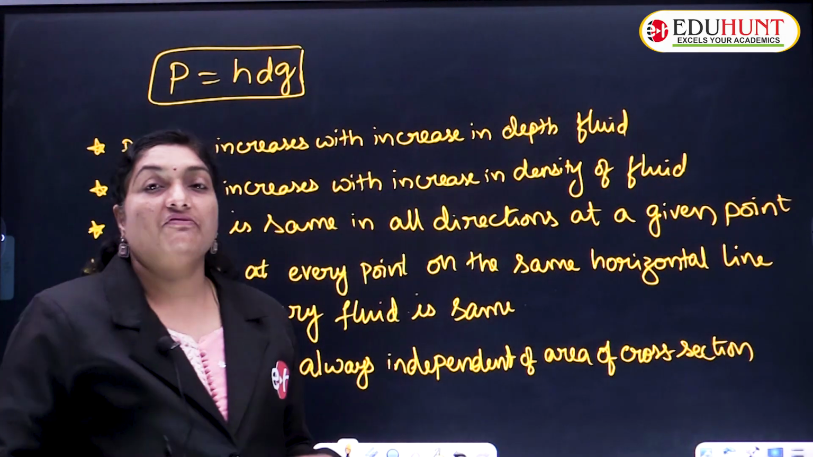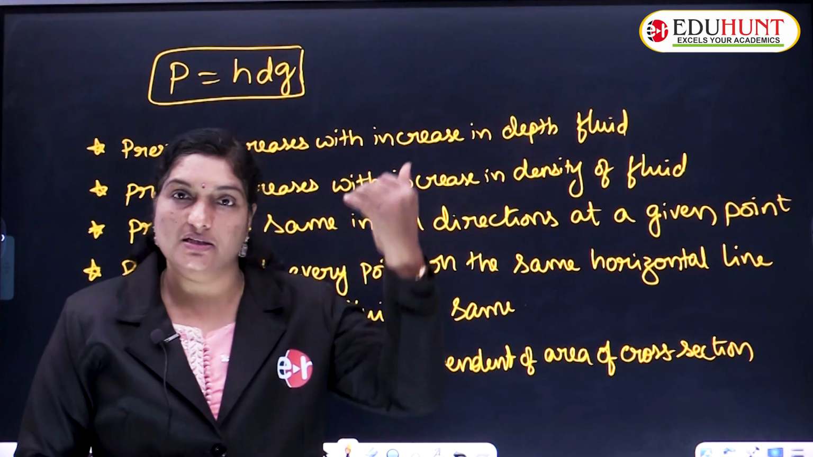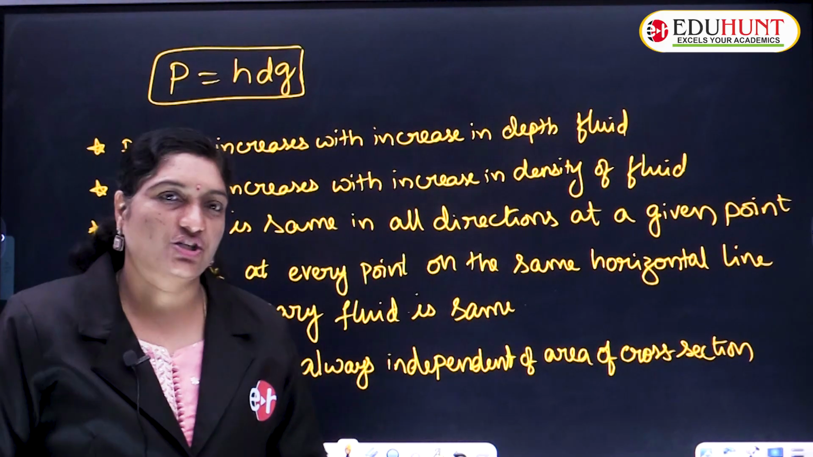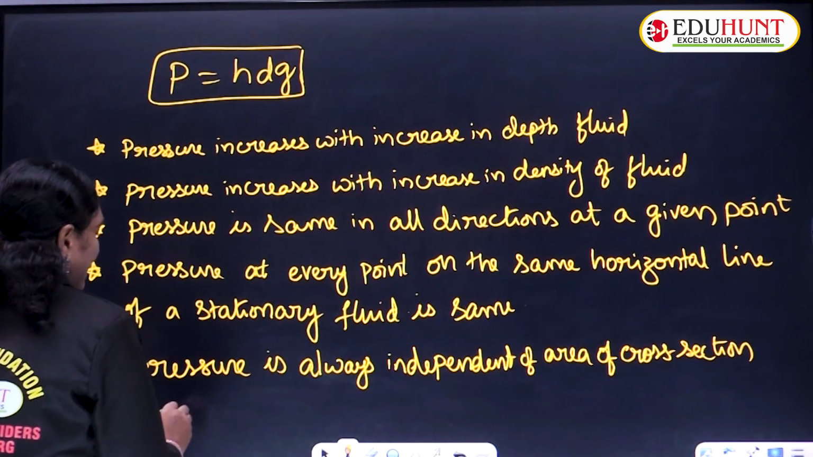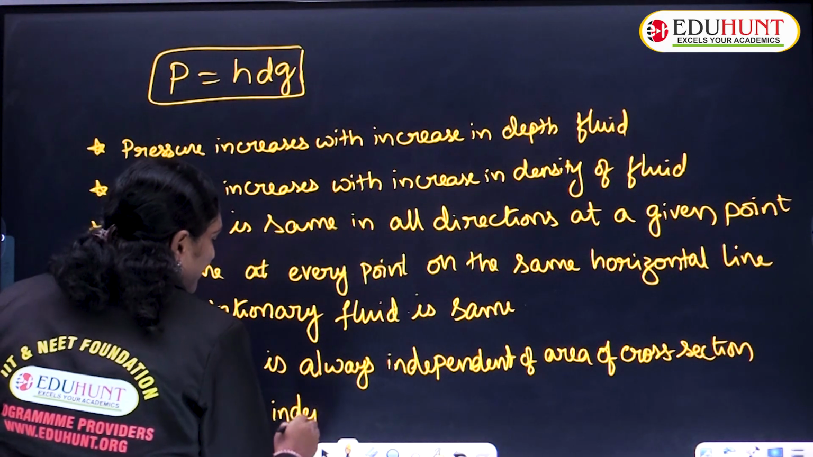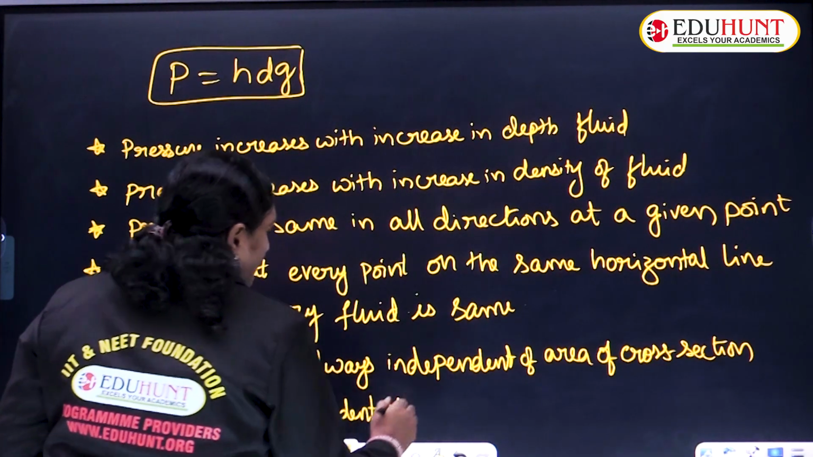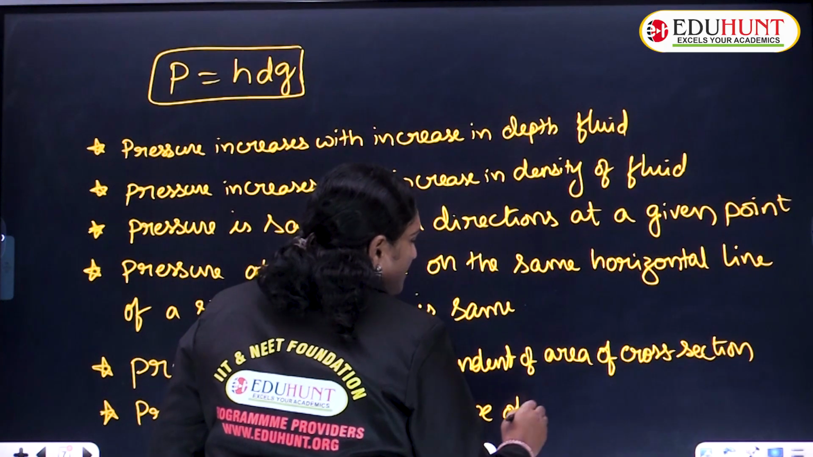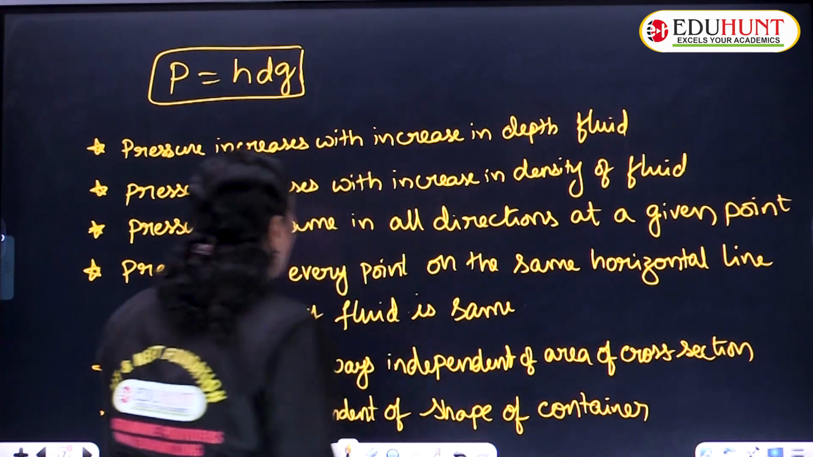Whatever be the shape of the container, the pressure only depends upon the depth, the density of the liquid as well as the acceleration due to gravity. So pressure is also independent of the shape of the container. So these are the things you need to know all about your pressure.